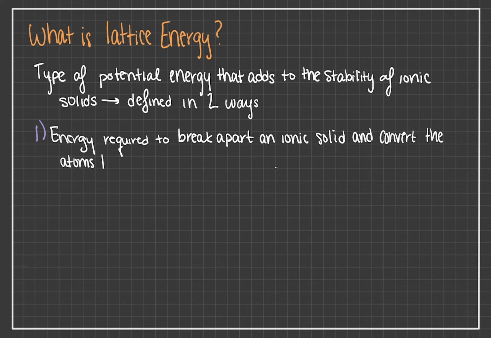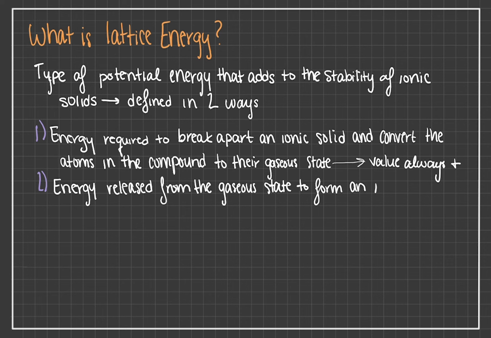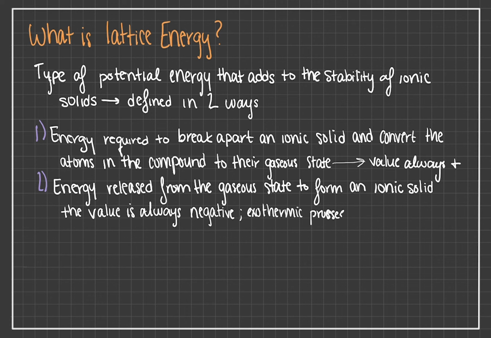The second definition is the energy released from the gaseous state to form an ionic solid, and the value is always going to be negative. With this definition, our process is always going to be exothermic. That means energy is released, so that is why our value is always going to be negative. With the other definition, that is going to be endothermic, so that is when energy is absorbed, and that is why our value is always going to be positive.